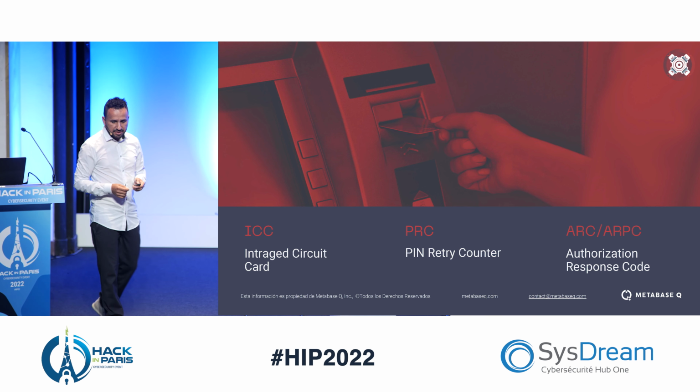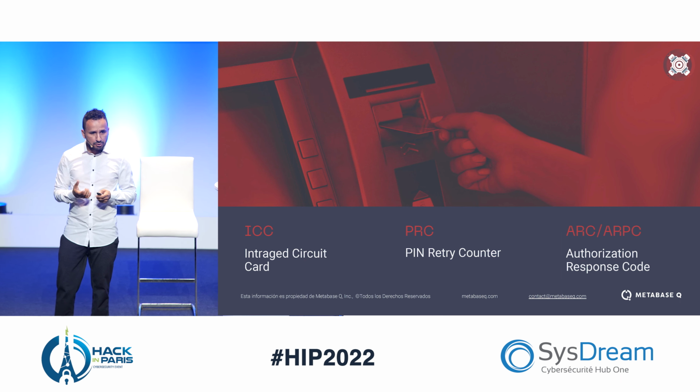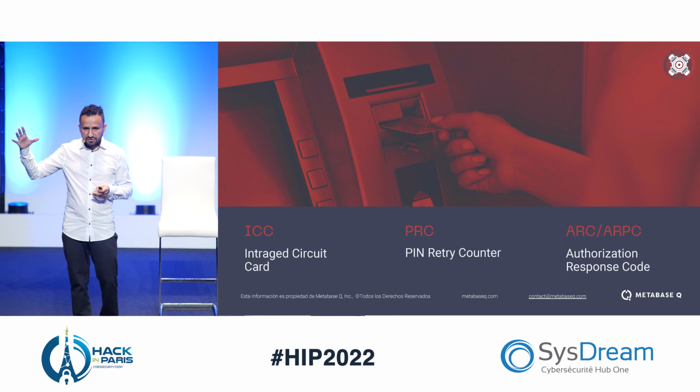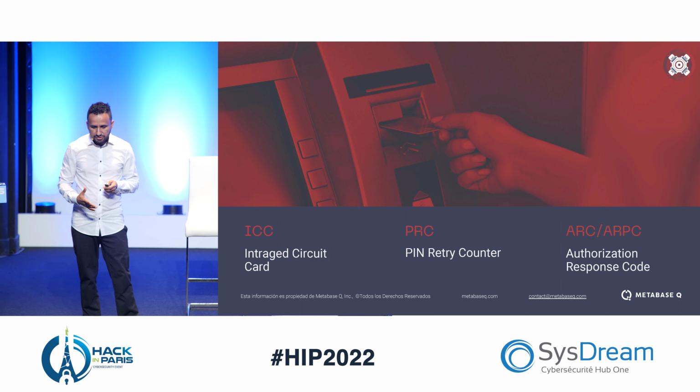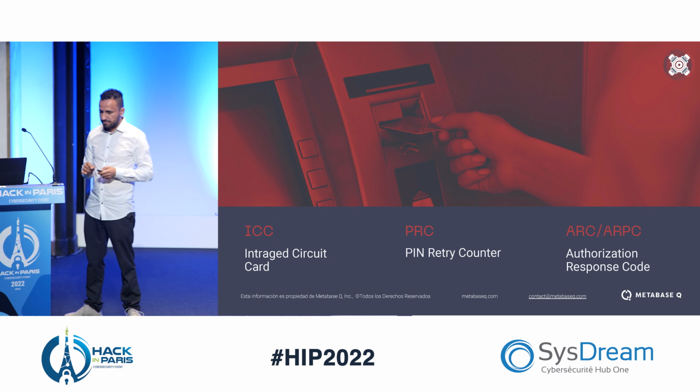ARC is basically the authorization response code. When the terminal is going to authorize the transaction, it sends this information to the bank, and the bank is going to respond with their IPC, which basically is the authorization for that specific transaction.